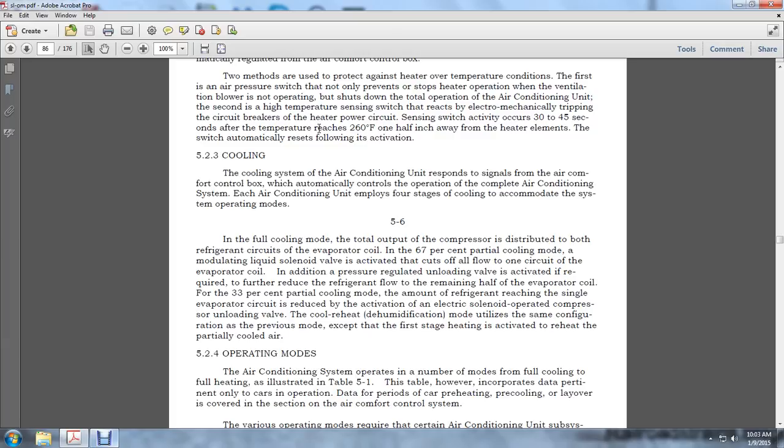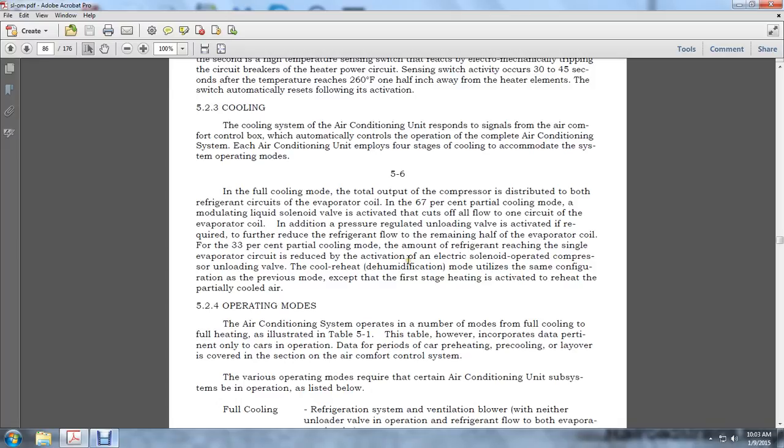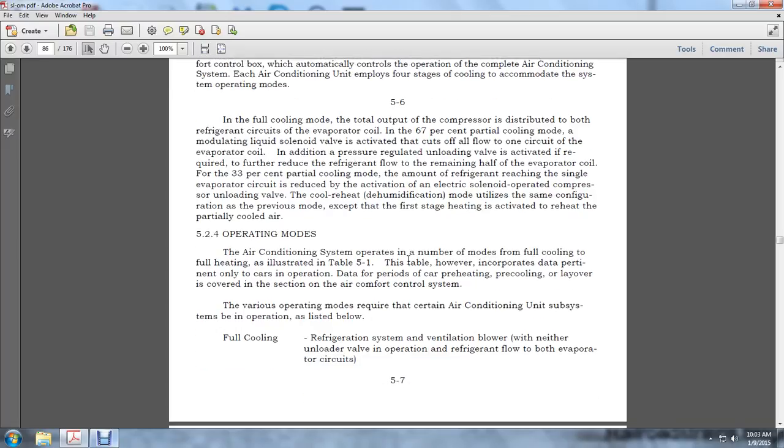In addition, the pressure-regulated unloading valve is actuated to further reduce the refrigerant flow to the remaining half of the evaporator coil. For 33% partial cooling mode, the amount of refrigerant reaching the single evaporating circuit is reduced by activation of the electrical solenoid operating compressor unloading. The cooling, reheating, dehumidification mode utilizes the same configuration as the previous mode, except the first stage heating is activated to reheat the partially cooled air.